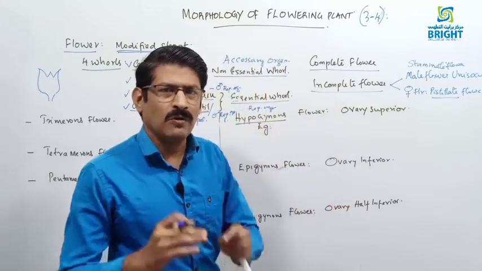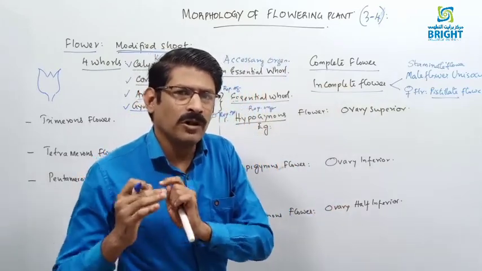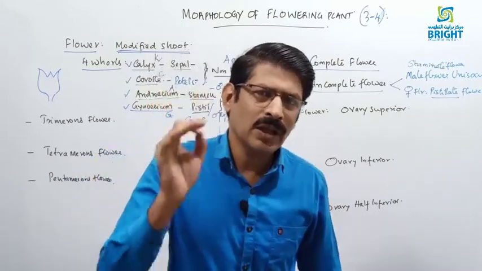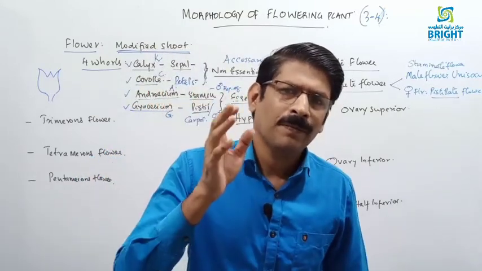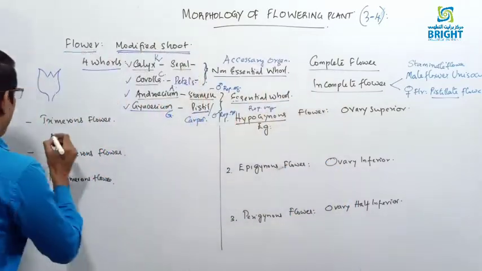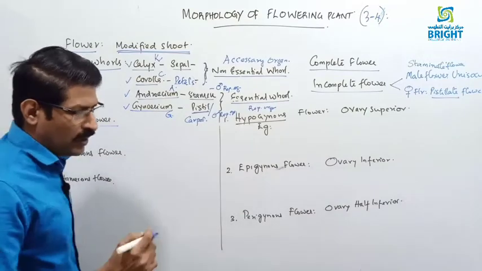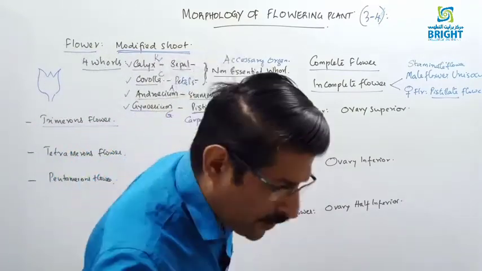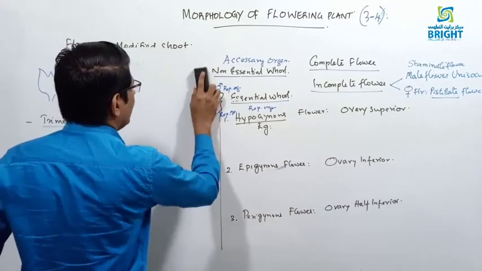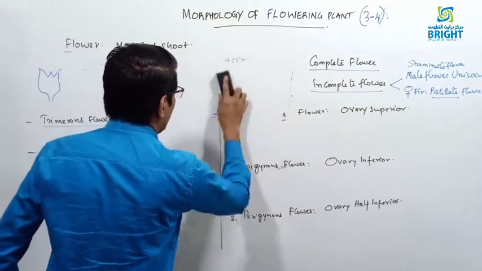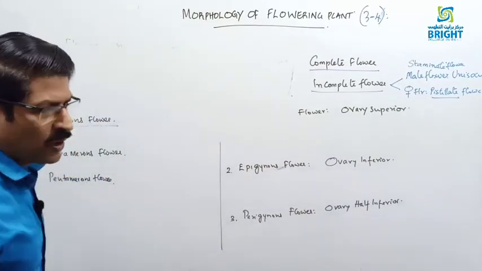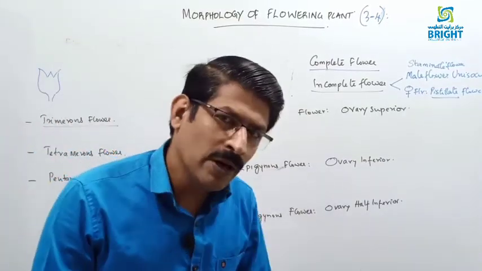So on the basis of the possession of all the whorls or not, flowers can be divided into two types: incomplete flower and complete flower. And on the basis of the number of floral whorls, that is calyx, corolla, androecium and gynoecium, flowers can be divided into different types. The importance of morphology.